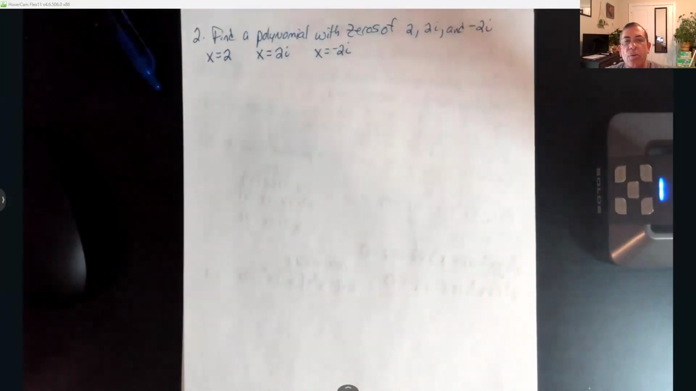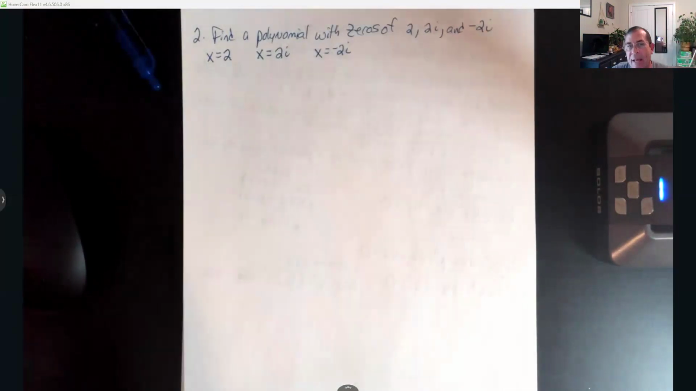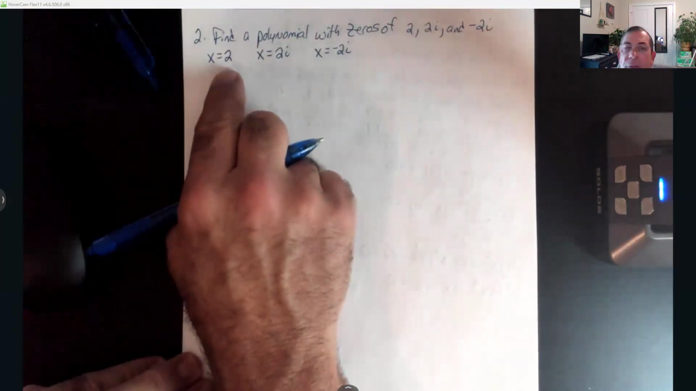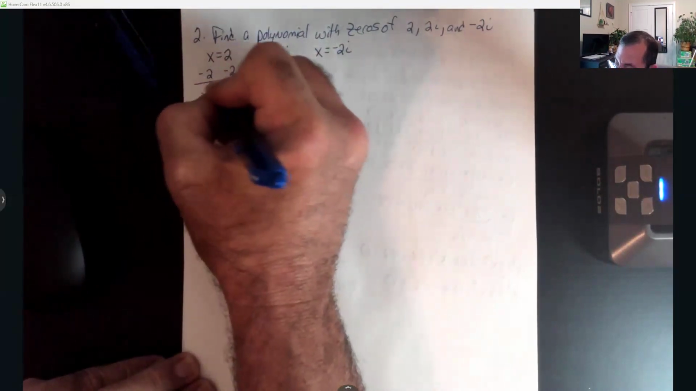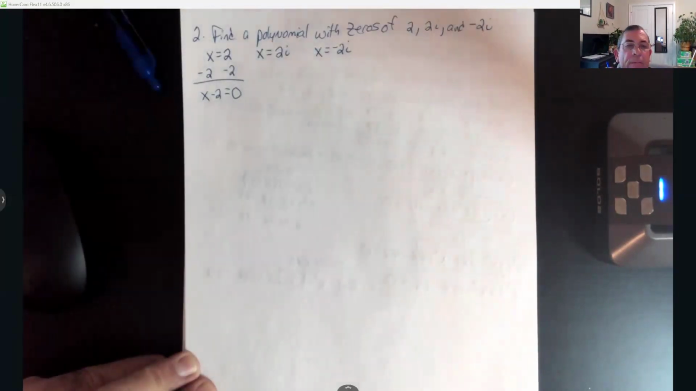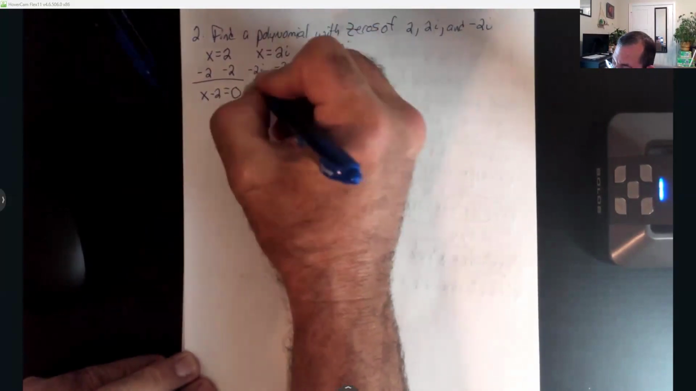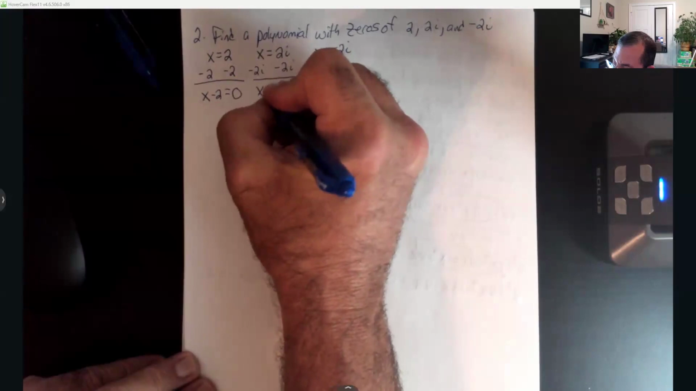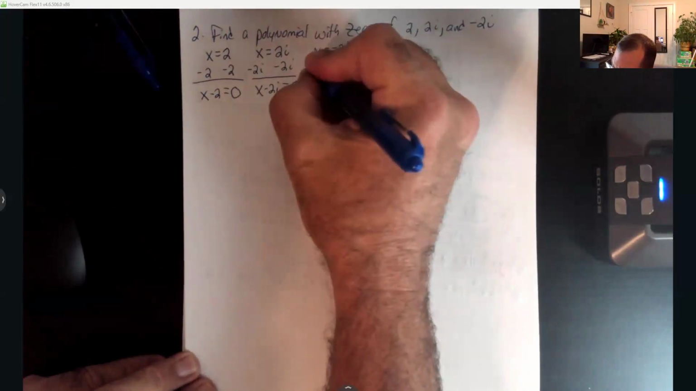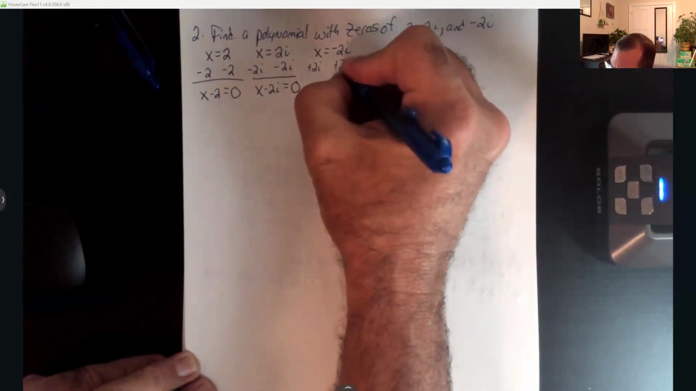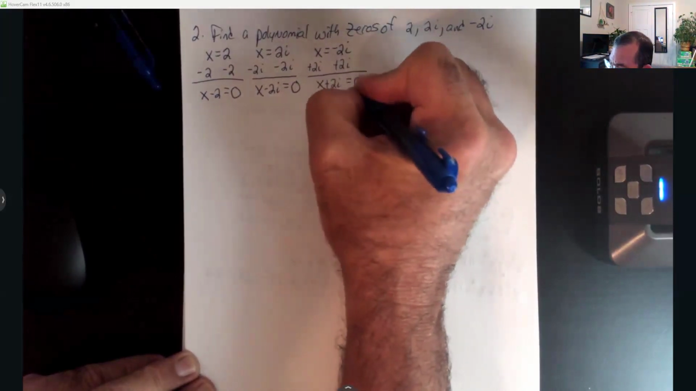So we got our 3 zeros. Y'all remember, I need a 0 on the right side, so I'm going to add and subtract to move everything over. So that's a positive 2, we're going to subtract 2. And I get x minus 2 equal to 0. The 2i, we're going to subtract 2i. We get x minus 2i equals 0. And then on the third one, we will add 2i. And I get x plus 2i equals 0.